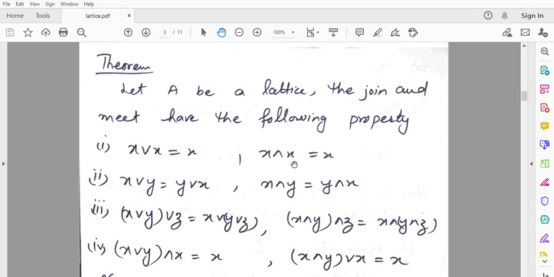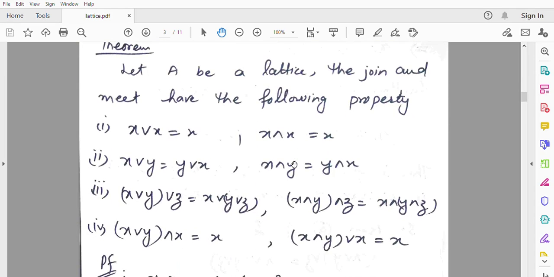Okay, the next theorem is: let A be a lattice, meaning we have defined the supremum and infimum over there. The join and the meet have the following properties, which they satisfy. First is x sup x is equal to x, the idempotent property with respect to sup, and this is the idempotent property with respect to inf.